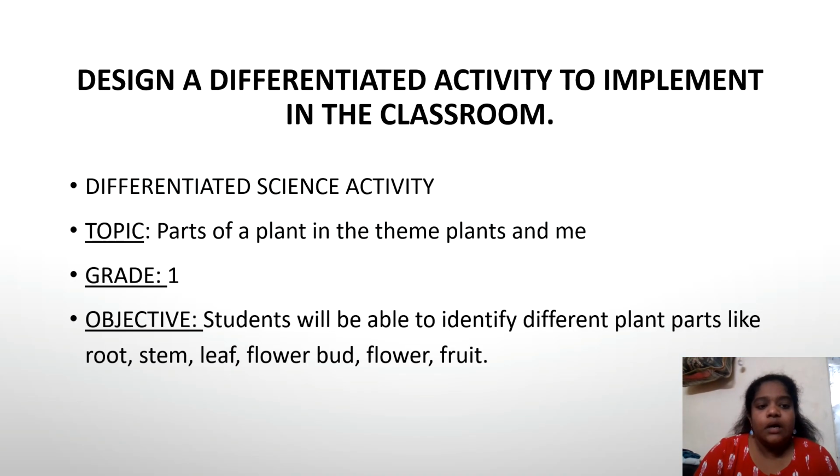So this is an example of how a differentiated activity was implemented in my classroom. So there is a science activity. The topic is parts of a plant in the theme Plants and Me. For grade 1, students will be able to identify different plant parts like root, stem, leaf, flower, bud, and fruit. This is the learning objective.